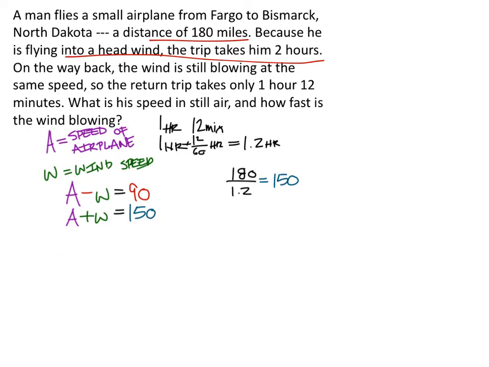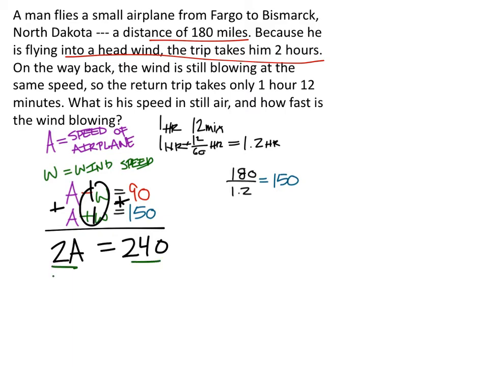Elimination is going to eliminate those w's right off the bat. So I've got negative 1w plus the 1w. Those are going to zero out. And I've got two airplane speeds, right, so we're adding these together, would equal 240 miles per hour. And we'll divide these by 2 to get the speed of the airplane, which was 120 miles per hour.